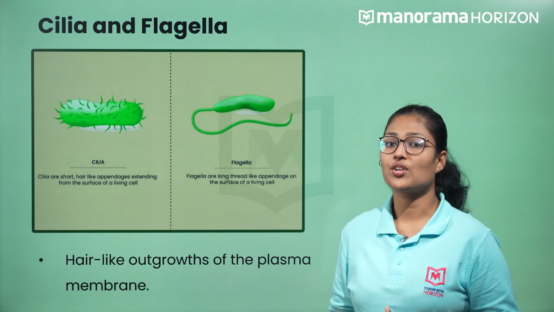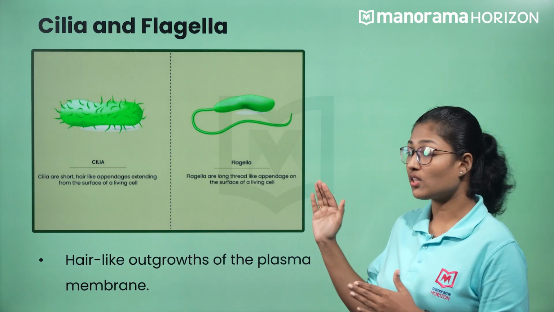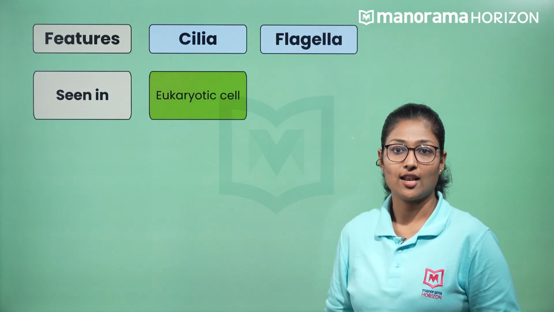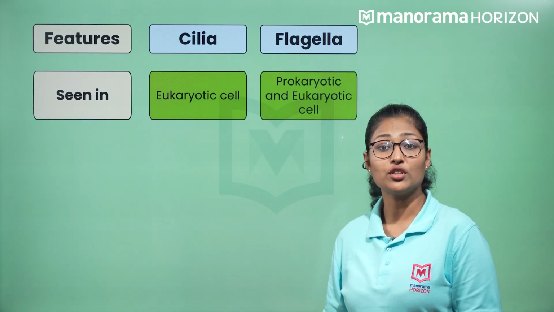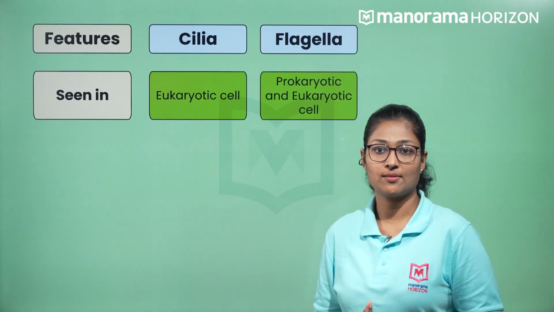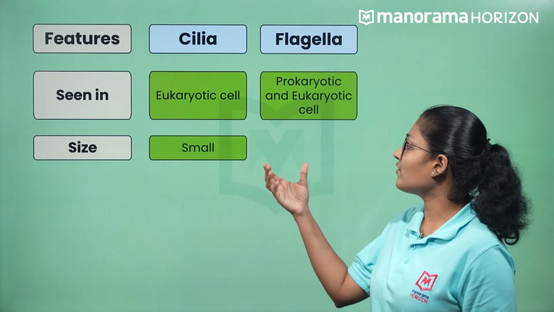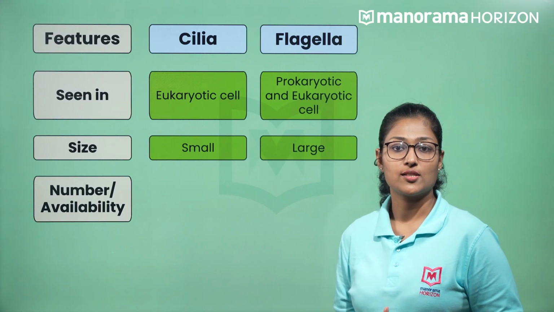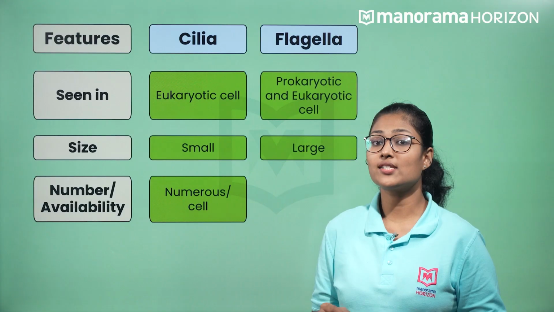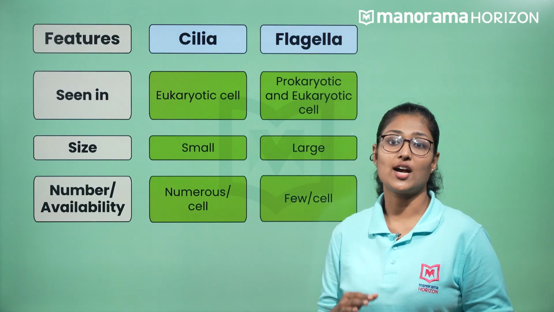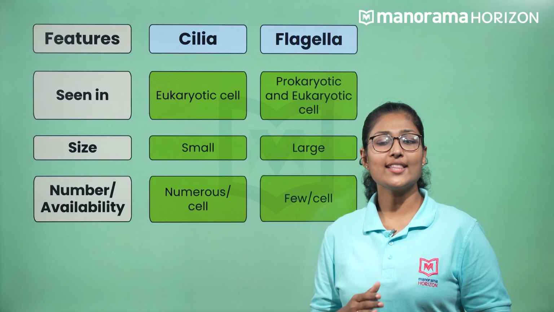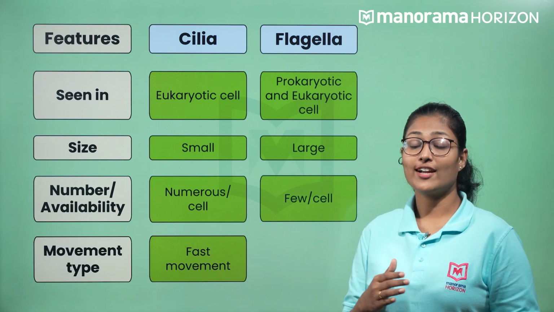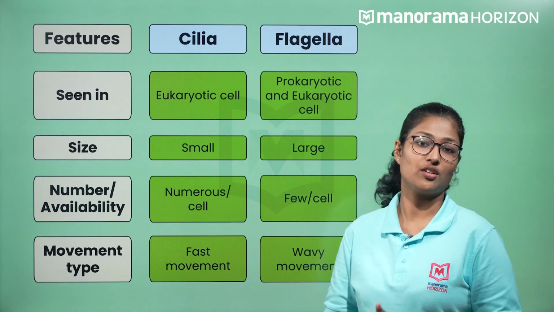To understand both structures, let us now compare them. Basically, cilia are seen in the eukaryotic cell, while the flagella are seen in both prokaryotic and eukaryotic cells. Coming to the size, cilia are small when compared to flagella. The number also differs. Cilia are seen in numerous number, while only a few flagella are seen per cell. Being the structures for locomotion, cilia exhibit fast movements, while the flagella exhibit wavy motion.